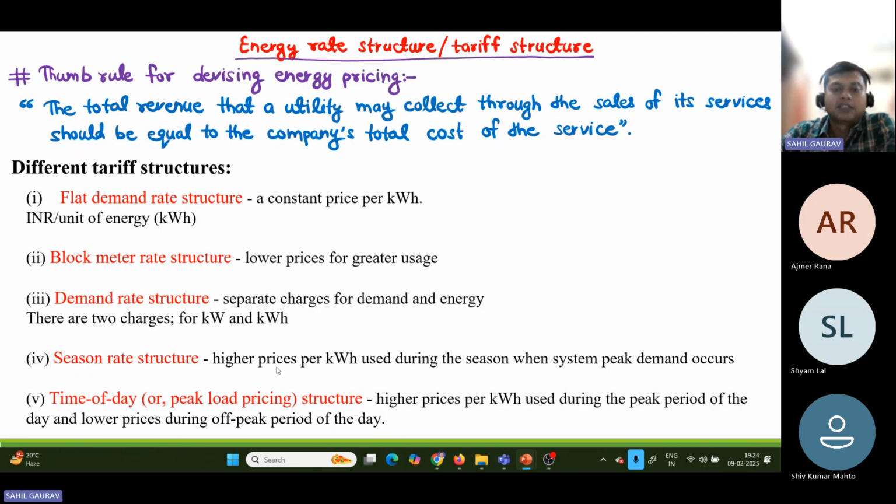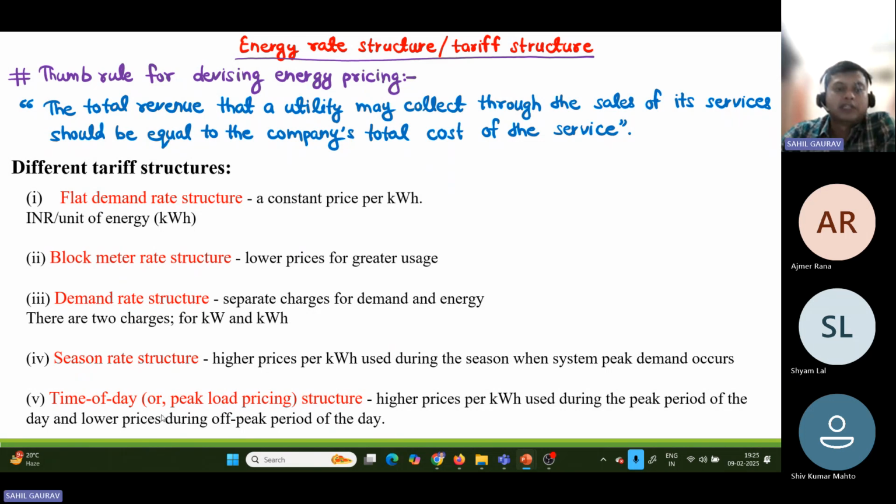Generally we have higher prices when the system peak demand occurs in that season. Suppose in summer usually our load demand increases, so in summer we impose higher prices per kilowatt hour. In winter we have low load demand, so in winter we can say there are lower prices per kilowatt hour.